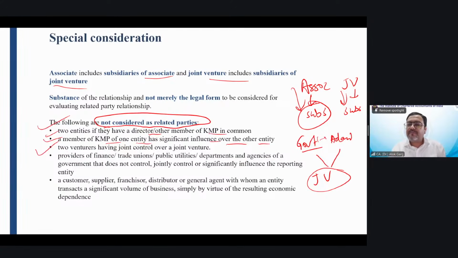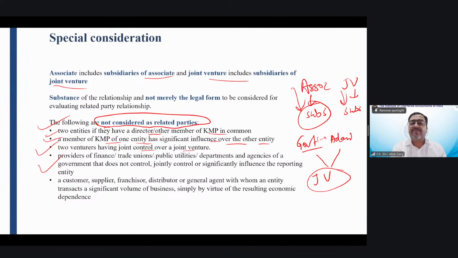Okay, समझ आया ये? Joint venturer and the venture. Have you understood it? Right. Two venturers having joint control over a joint venture.